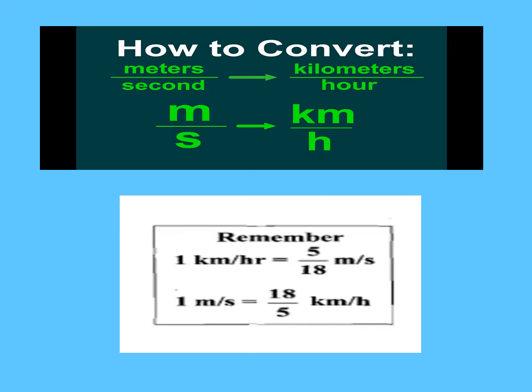How to convert meter per second to kilometer per hour? Remember, 1 kilometer per hour is equal to 5 upon 18 meter per second and 1 meter per second is equal to 18 upon 5 kilometer per hour. We have done a lot of questions with the conversion of speed, and while converting time, you already know minutes to hours and hours to minutes, or minutes to seconds or seconds to minutes.